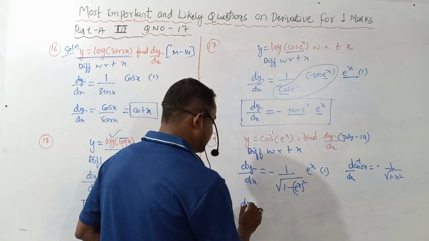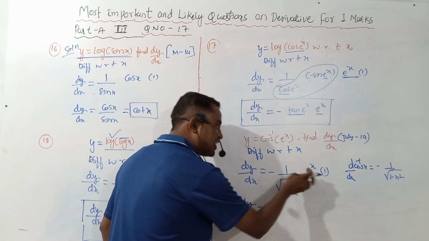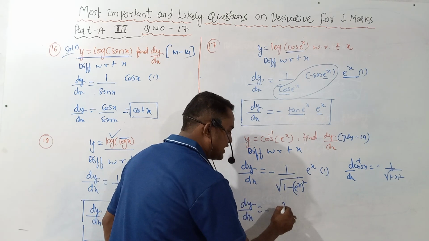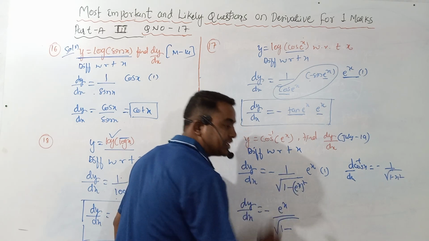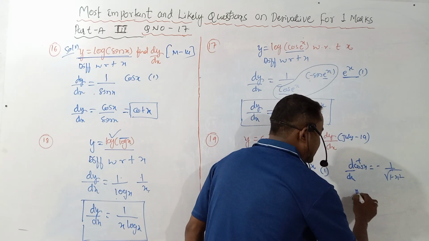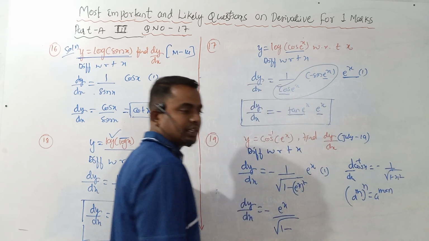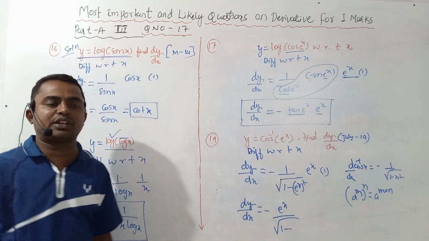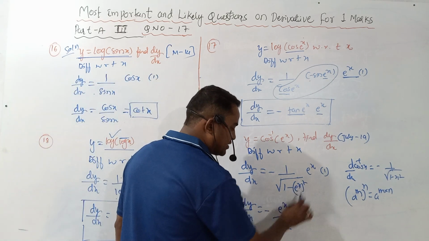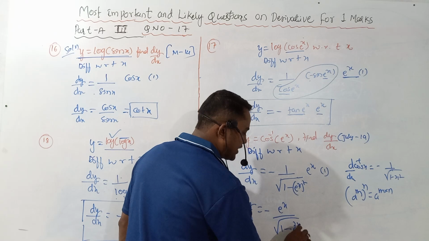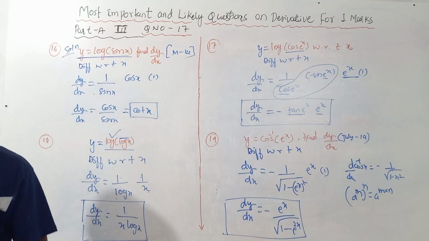Then dy by dx is equal to, last step, 1 into e raised to x, e raised to x into 1, e raised to x minus e raised to x divided by root of 1 minus e raised to x into 2. Using the laws of exponent, a raised to m into n, x into 2 is 2x. That is e raised to 2x. This is the final answer.